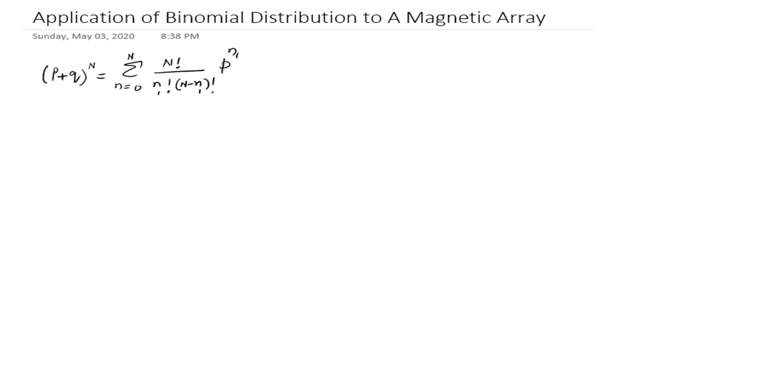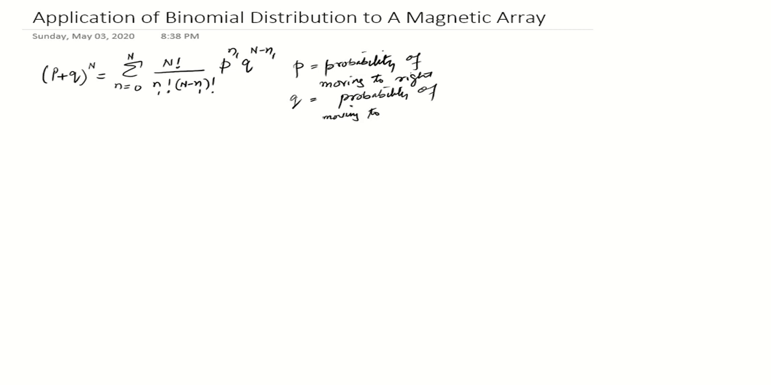Here we last time showed that p is the probability of moving to the right, q was the probability of a hypothetical cat moving to the left, and n1 was the number of steps to the right, and n2 were the steps to the left.